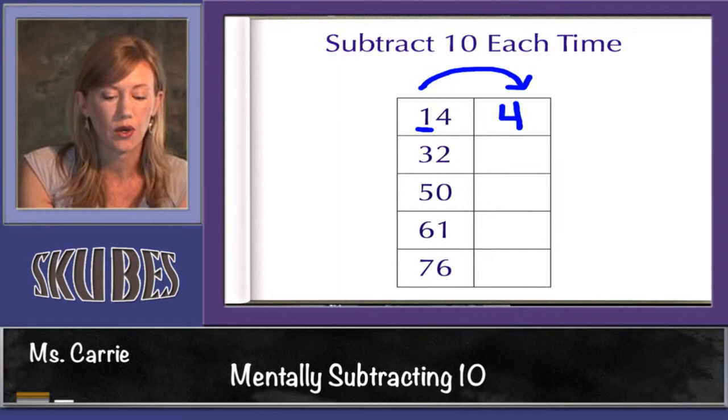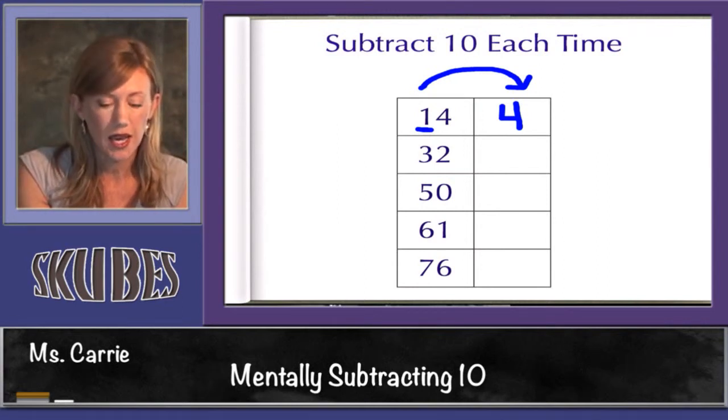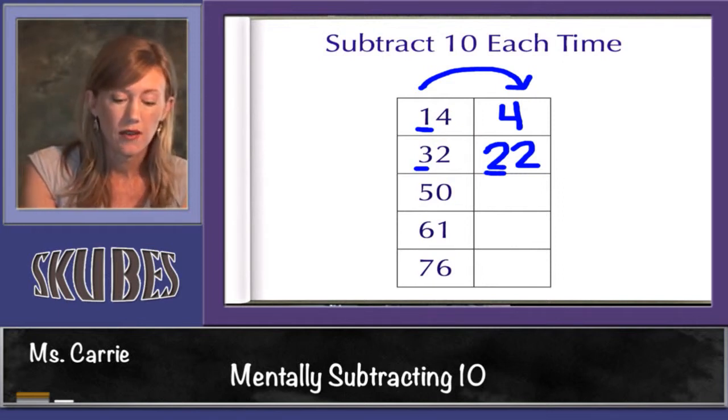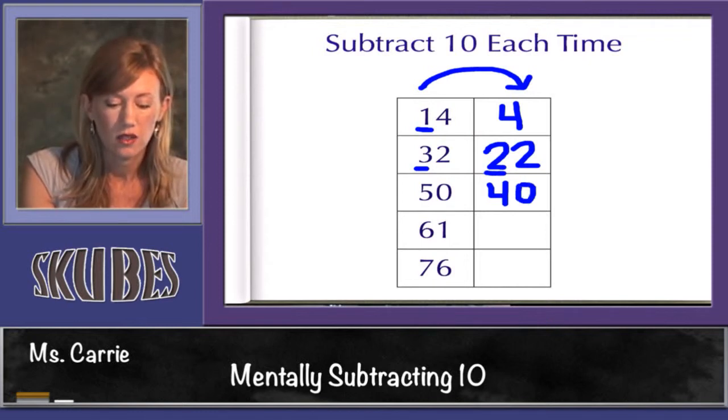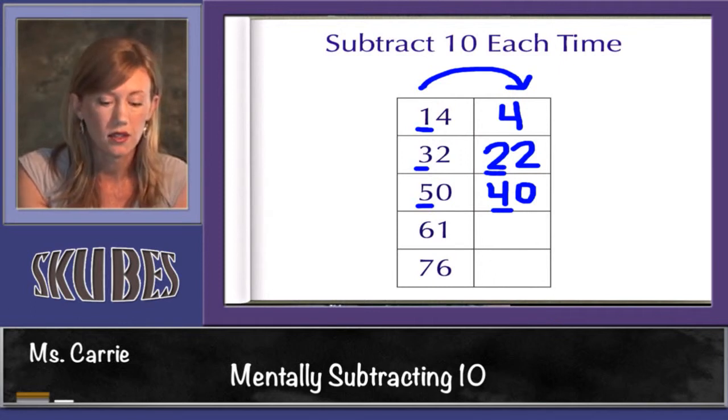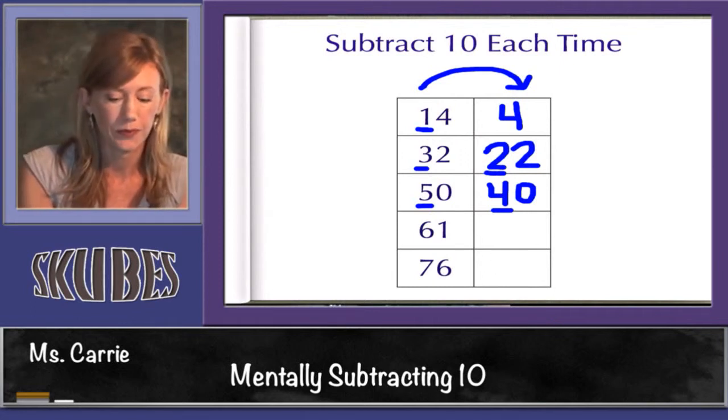Let's try 32. Well, 32 minus 10 would be 22. The 3 in the 10's place becomes a 2 now because we lost a 10, and the other 2 stays the same in the 1's place. 50 becomes 40. The 5 becomes a 4 because we lost 1 10. The zeros in the 1's place stay the same.